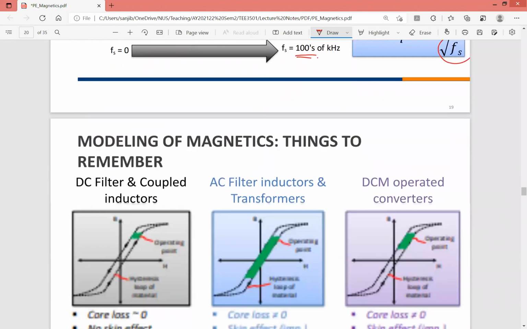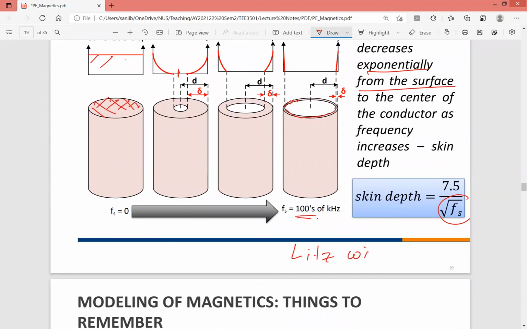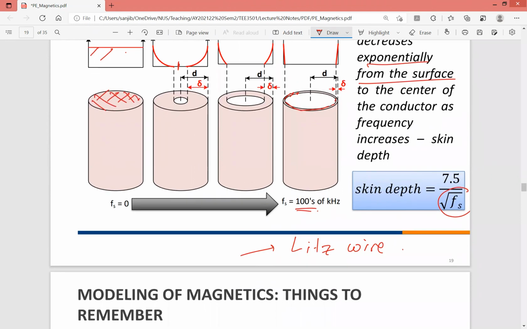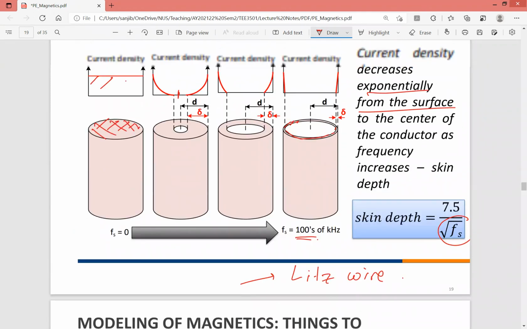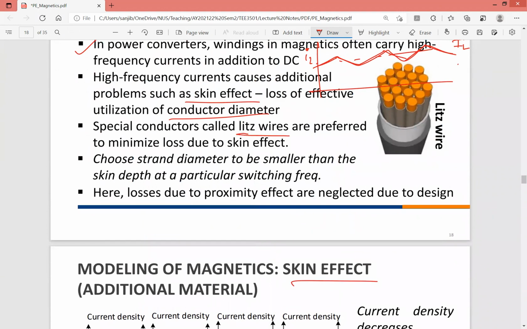In fact, that is called litz wire. We'll see that there is a term for it. That is used for high frequency. So in all these power converters, for the inductor winding and all that, you have to use this kind of wire to wind. You don't use solid conductor because of the high frequency current that flows through them, right? So this is the skin effect. You have to use these special conductors called litz wires to minimize the loss due to skin effect. If you just use a thick conductor, the current is not distributed, and it basically wastes the conductor area. So you should go for litz wires and choose the strand diameter to be smaller than the skin depth, so that whatever area the strand has, the current is mostly spread all through that.